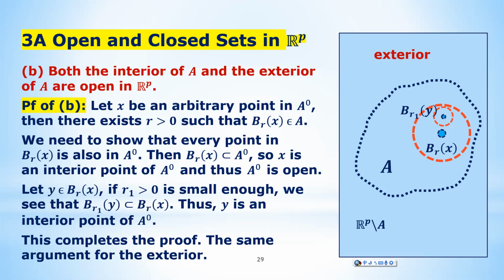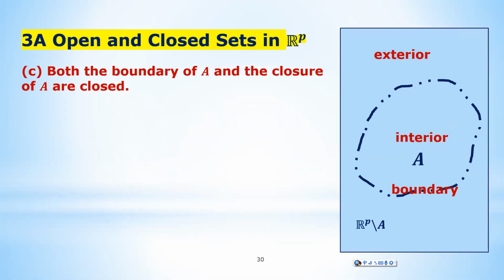Any questions? Okay, so now let's move to part C. In part C, we are going to show that the boundary and the closure are both closed. So I'm going to focus on showing the boundary is closed.